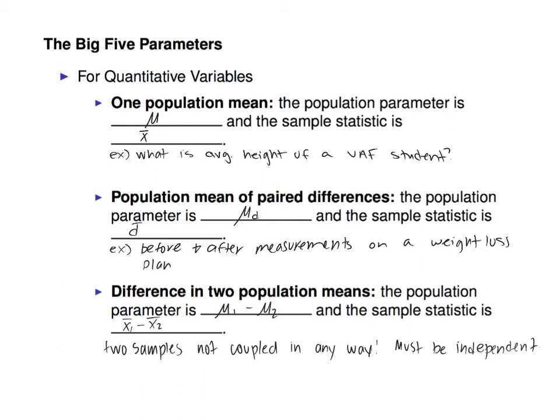And for example, one thing you could be comparing is the average height of women at UAF versus average height of men. So there should be no obvious pairing. And what we'll focus on for the rest of this lesson is just distinguishing between paired data and also if you have a parameter or a sample statistic.